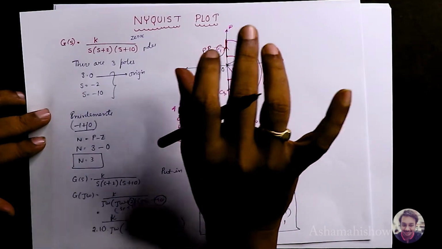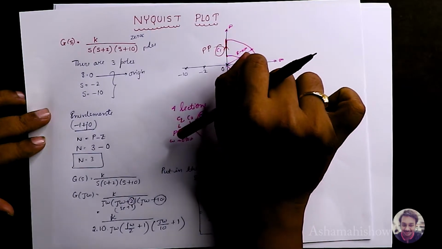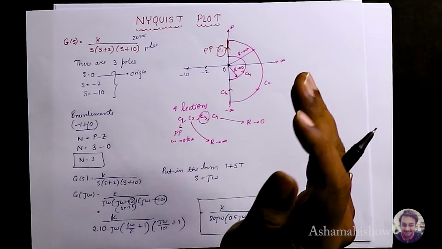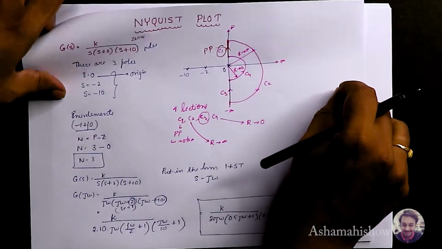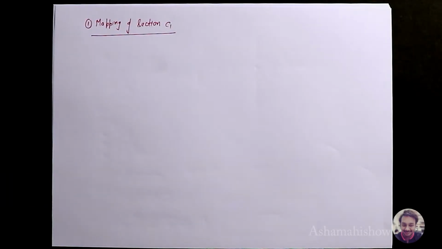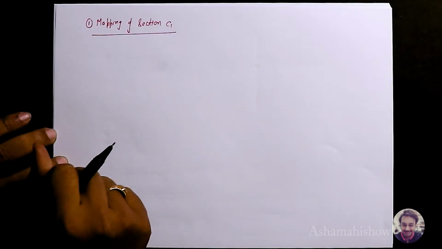So that was the reason I told you that you should know polar plot before doing the problem for Nyquist plot. Don't go directly to Nyquist plot, because polar plot is a part of Nyquist plot. You should know what a polar plot is before. So let us do a polar plot for C1. If you don't know polar plot also, you can learn from here. Anyway, I'll be doing it now.